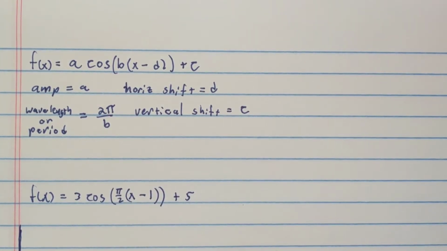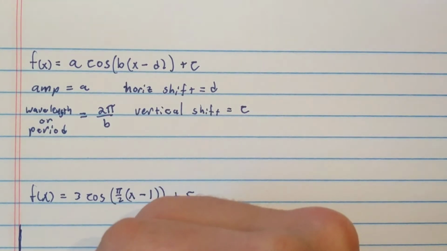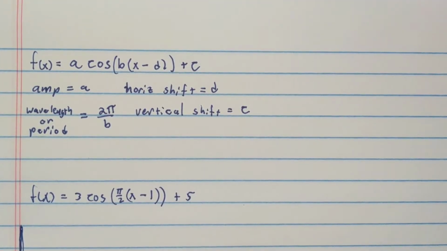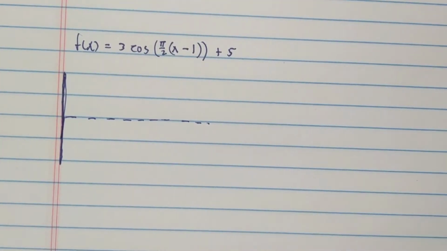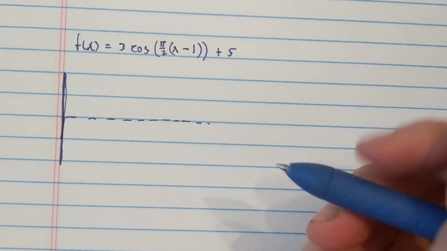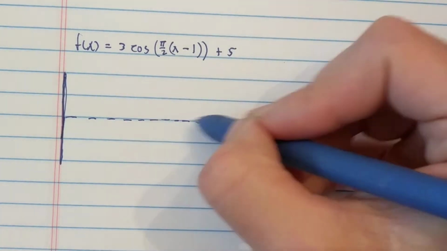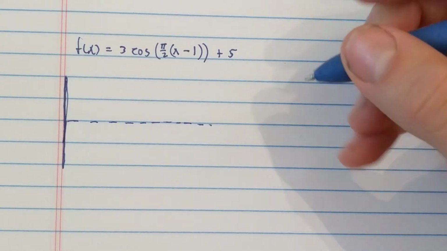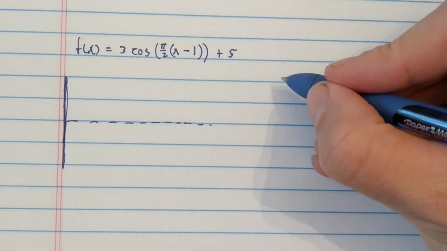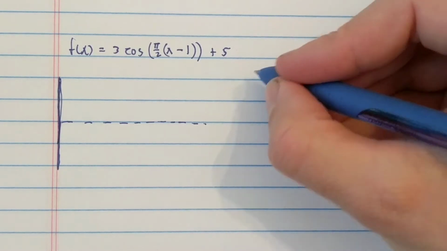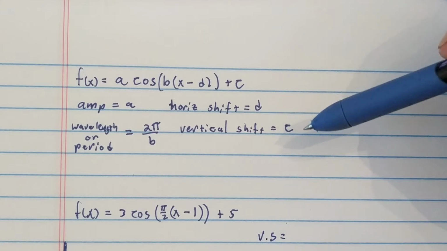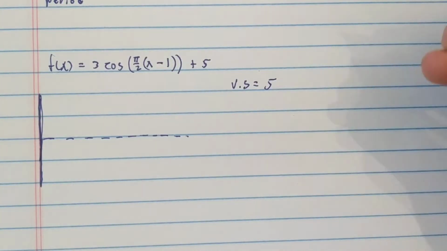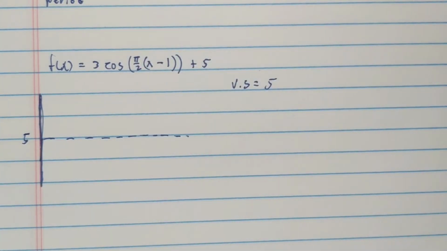So in this case, here's our axis right here, and here's our horizontal one, which I generally put as a dotted line. I mean, it doesn't really matter though. So this dotted line is going to be the middle of our wave. Where's the middle of our wave? Well, what's the information we need? We first need the vertical shift. As we said before, the vertical shift is the c. So in this case, vertical shift is 5. 5 is going to be the center of our wave.